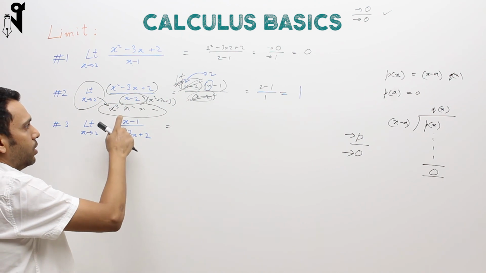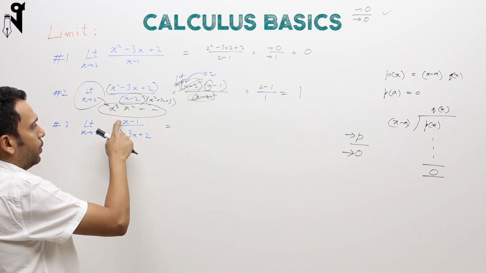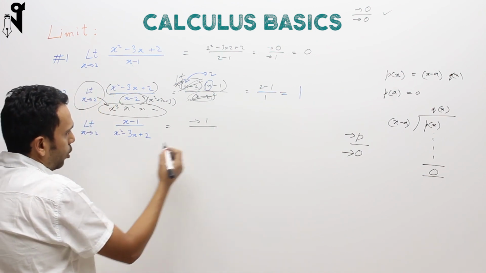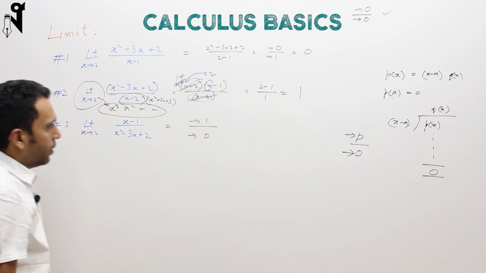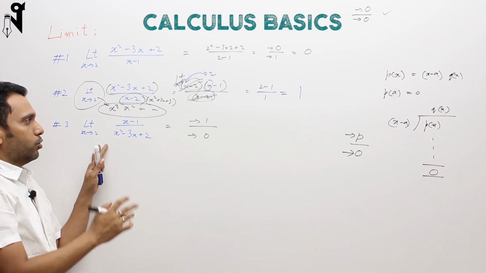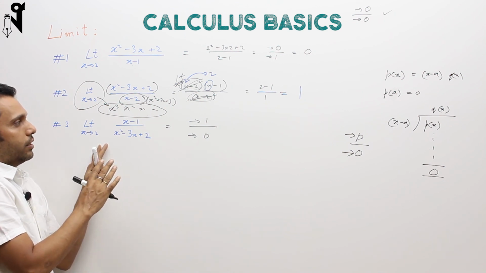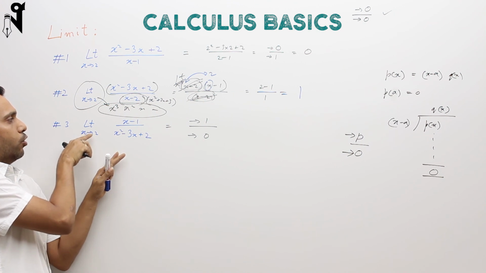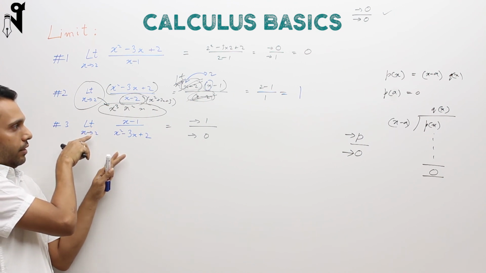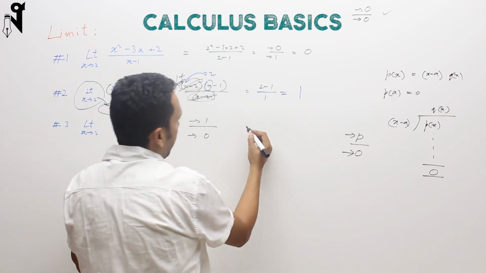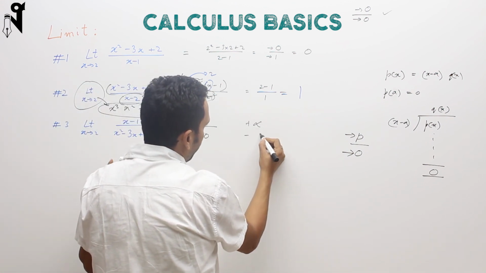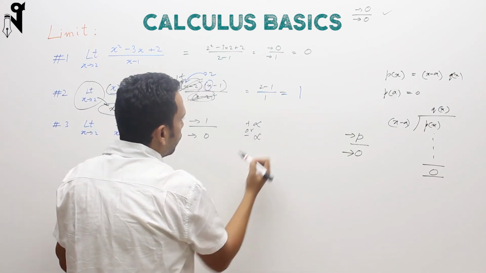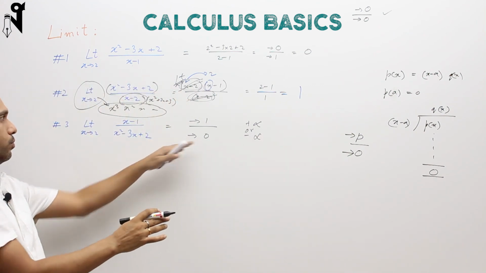So let me see what the numerator is tending to. Numerator is tending to 2 minus 1, which is 1. It is tending to 1. And the denominator is tending to 0. Now here, when we evaluate the limit, we have to see what happens when x is tending to 2 from the right hand side or the left hand side. Because this answer can be either plus infinity or minus infinity depending on from which side it is tending to 0.